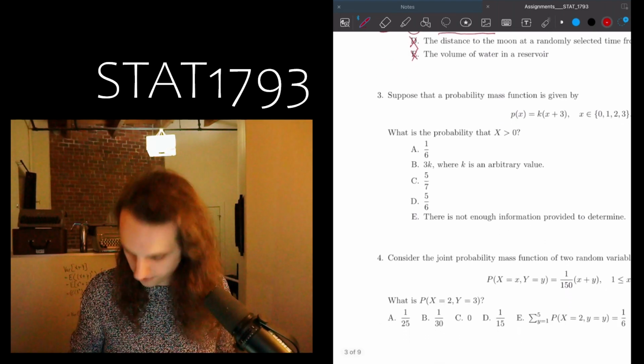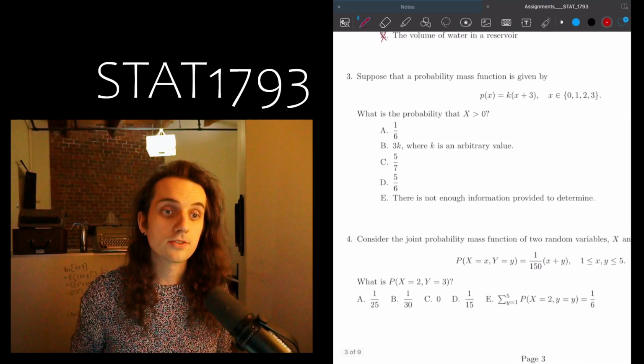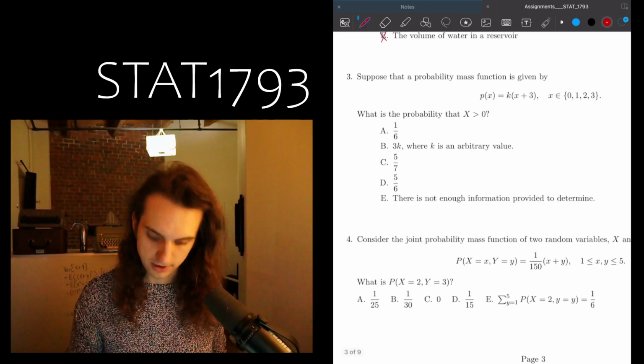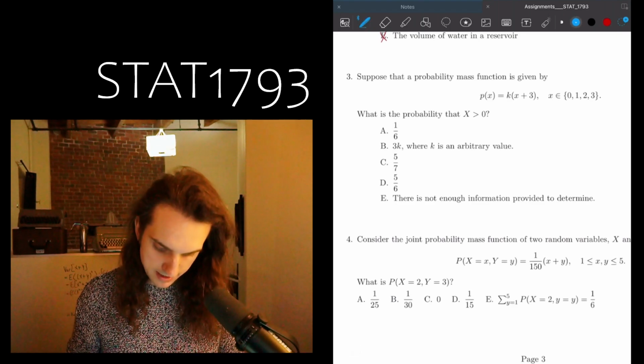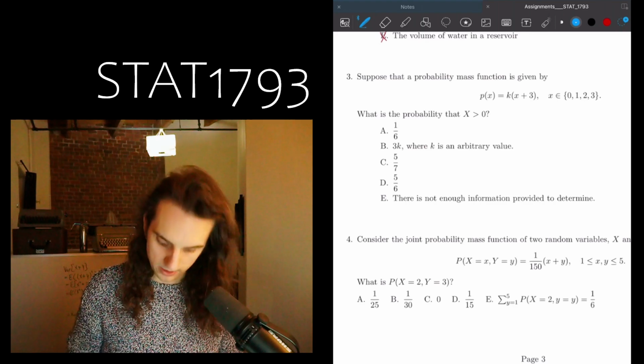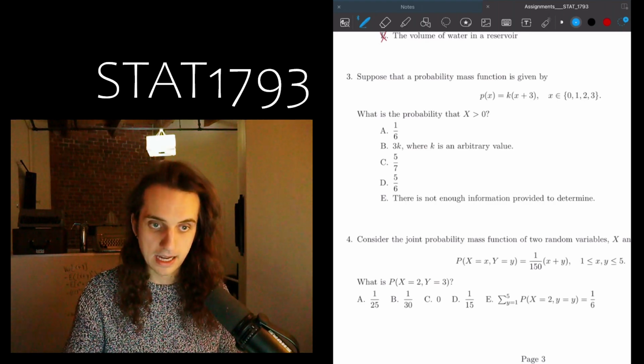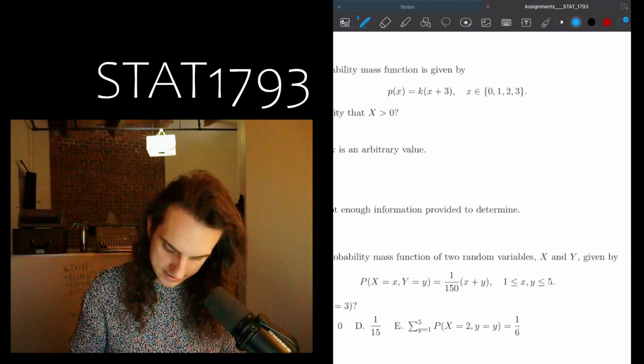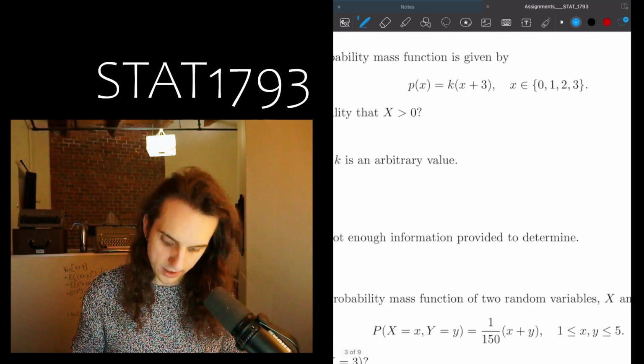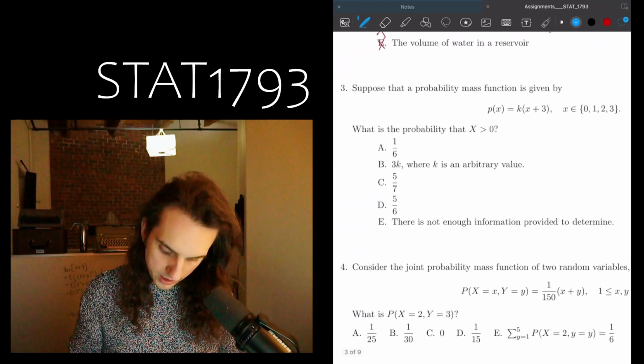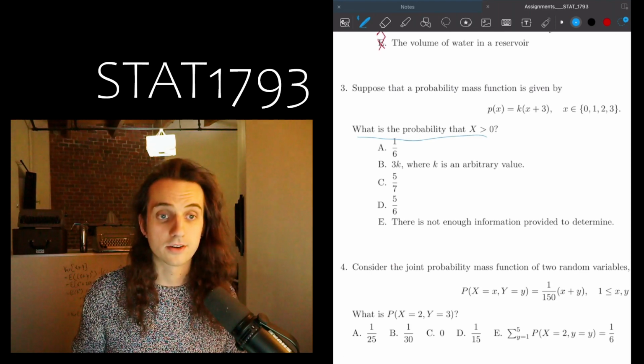All right, so we're through the first 2 questions here. Question 3 says that we have this probability mass function, right? And it's given by this expression here. And we're looking at P of x is equal to k times x plus 3. And x is going to take on a value 0, 1, 2, or 3. And what we want to know is what's the probability that x is greater than 0.